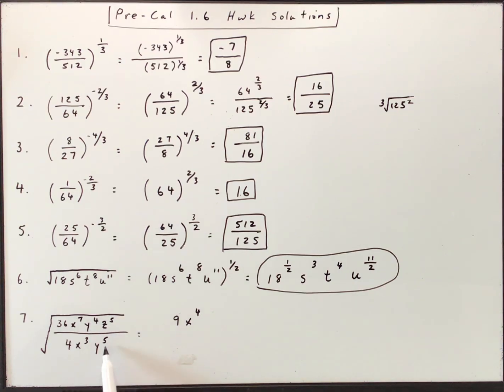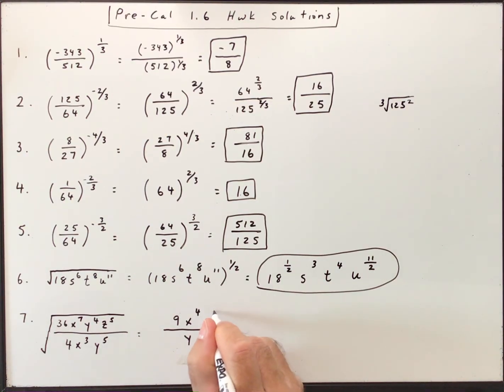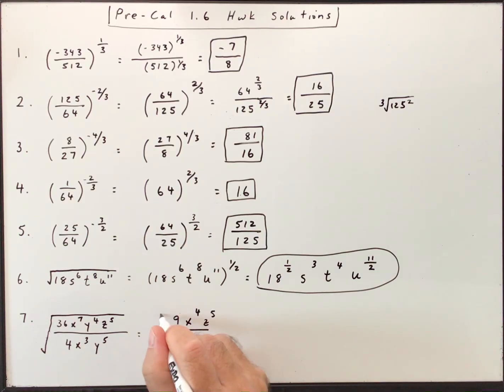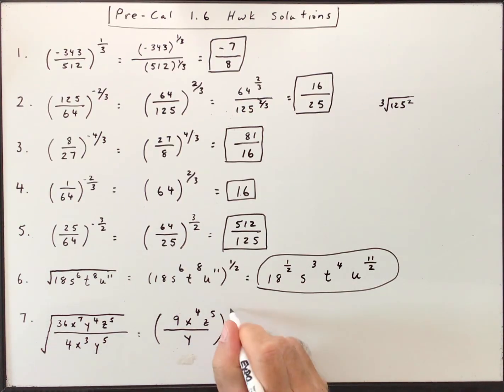Y to the 4th over y to the 5th. The y on bottom wins, so that's just going to be y. All right, so 5 minus 4 is 1, but we're leaving the exponent positive. And then z to the 5th, just over nothing, is just going to be z to the 5th on top. So I've simplified it. And I'm going to raise all this to the 1/2 power.